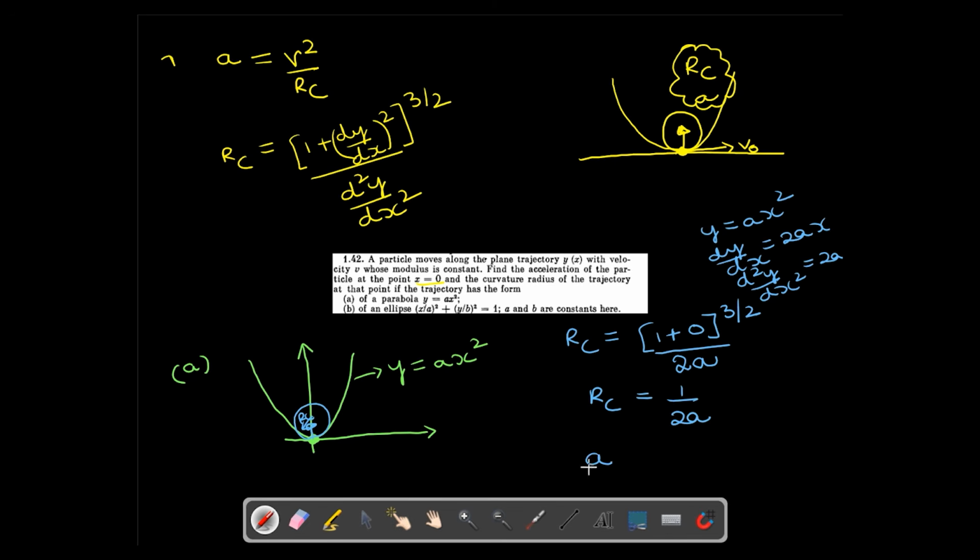Now what is the acceleration? They have mentioned the velocity to be v, right, if I'm not wrong. So the acceleration at this particular point, as I mentioned, will be in this direction, towards the center. So that is v square by rc. rc is again 1 by 2a. So the acceleration is 2av square. This is acceleration. Don't confuse between this a_c and this 2a. These both are different. Okay. So this is one beautiful question.